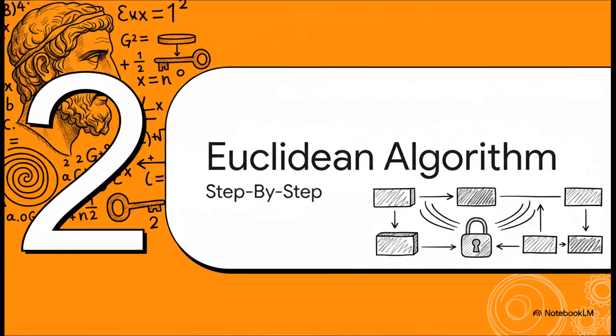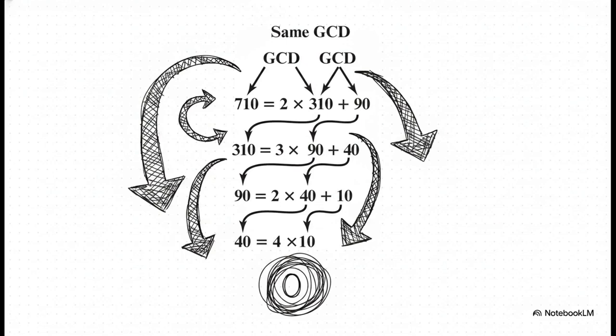Moving on to Section 2, the Euclidean algorithm step by step. Now that we've got the division algorithm down, let's see how Euclid used it to find the greatest common divisor. It's kind of like a cascading waterfall of numbers. The remainders form a descending series, dropping down until the remainder is exactly 0.